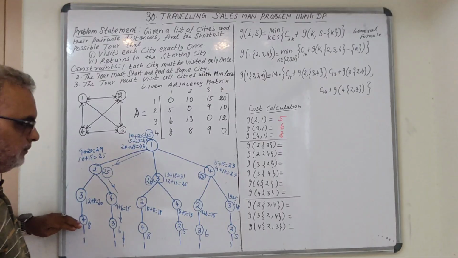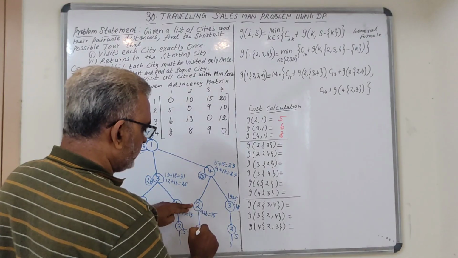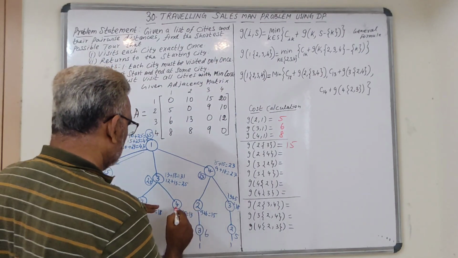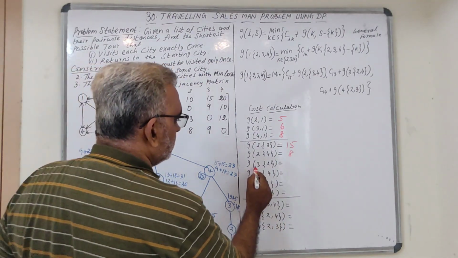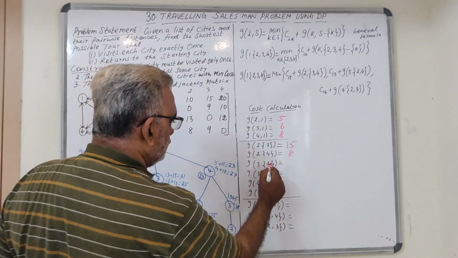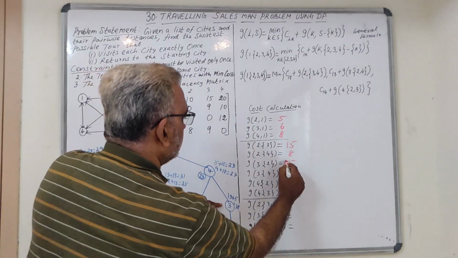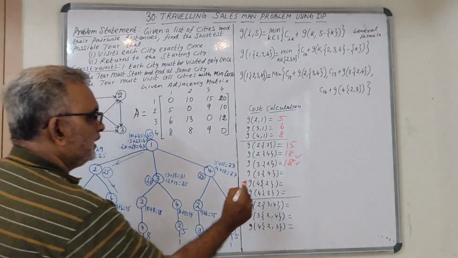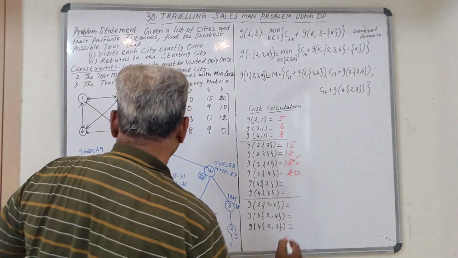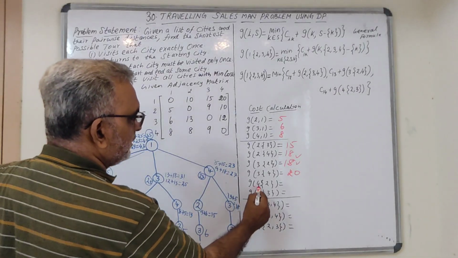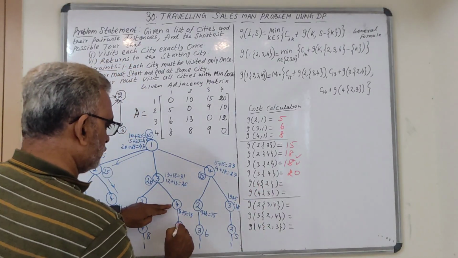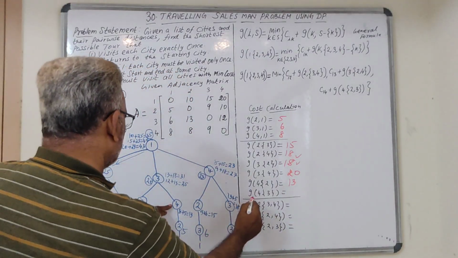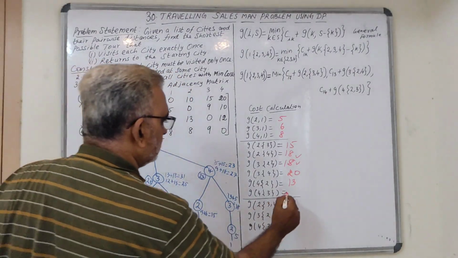Similarly, come to the next level. Reaching from 2 to 3, we have the value 15. Similarly 2 to 4, the value is 8. The cost of reaching 3 to 2 is 18. Similarly the cost of reaching from 3 to 4 is 20. Similarly the cost of reaching 4 to 2 is 13. The cost of reaching 4 to 3 is 15.